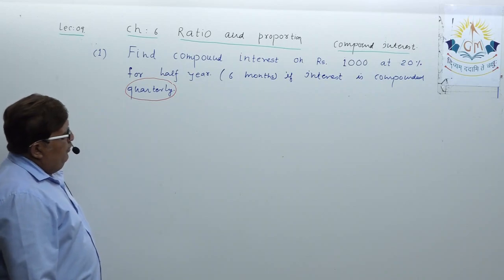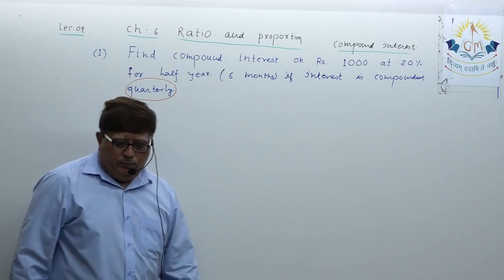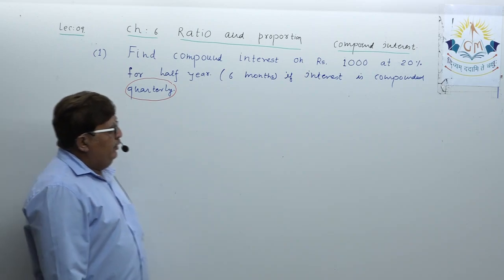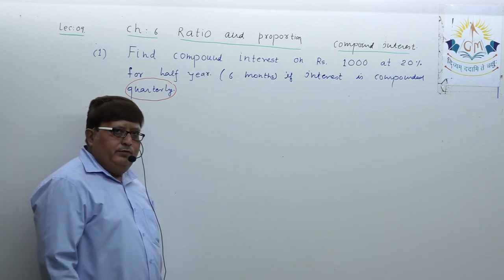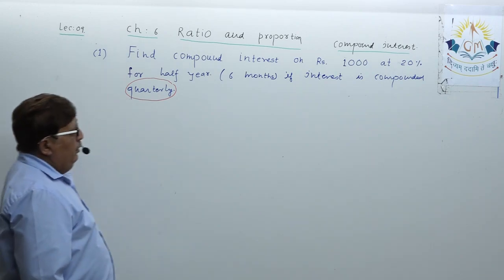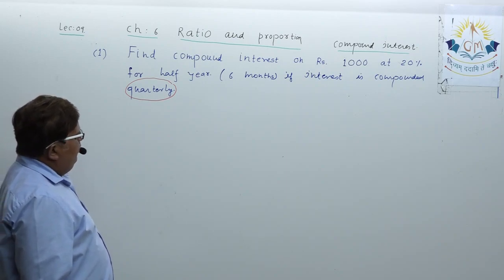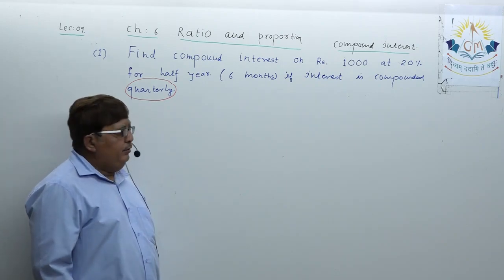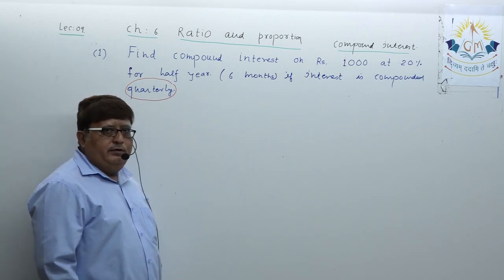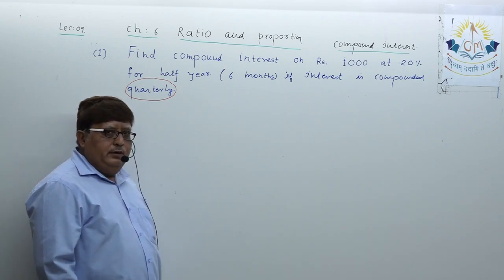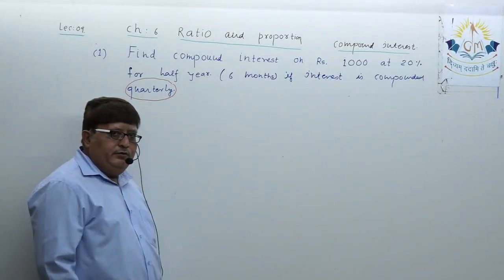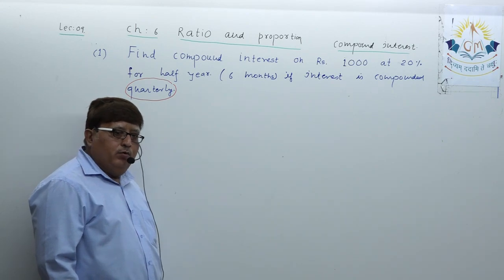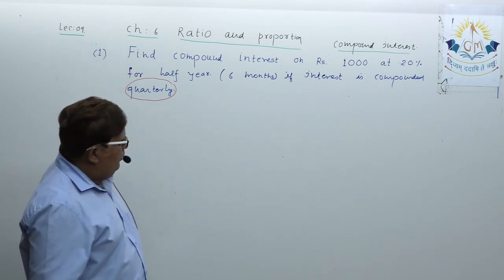First, you just note down the sum properly. Find compound interest on rupees 1000 at 20% for half year if interest is compounded quarterly. This word is very important. If the interest is compounded quarterly.